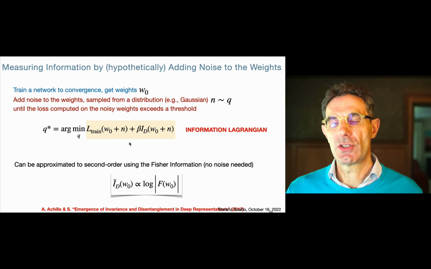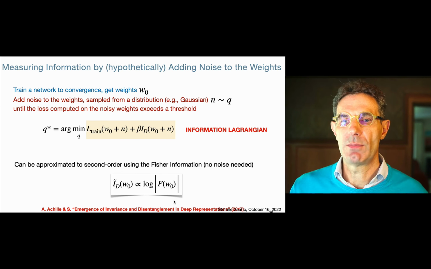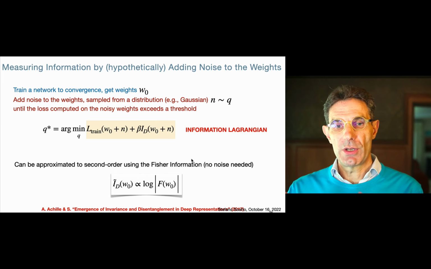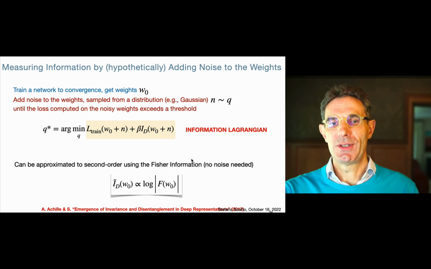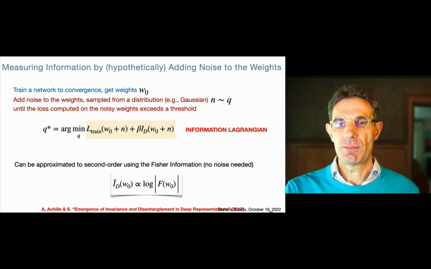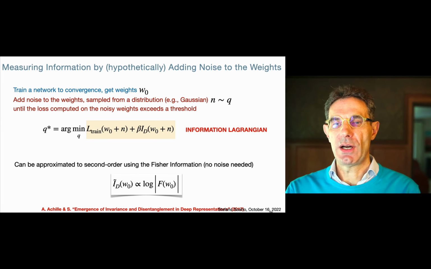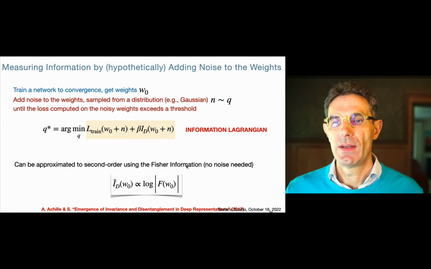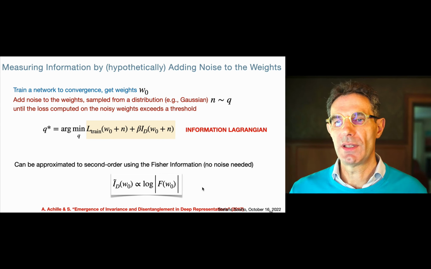Okay, and this Lagrangian is called the information Lagrangian. It was introduced in 2018 in this paper, Emergence of Invariance and Disentanglement in Deep Representation. It looks like an information bottleneck, but it's not the information bottleneck that's talked about in papers about the information bottleneck. That pertains to the activations of the network given test data. This pertains to the training loss, the data set, and the weights. Okay, and again, to second order, this is approximated by the Fisher information.